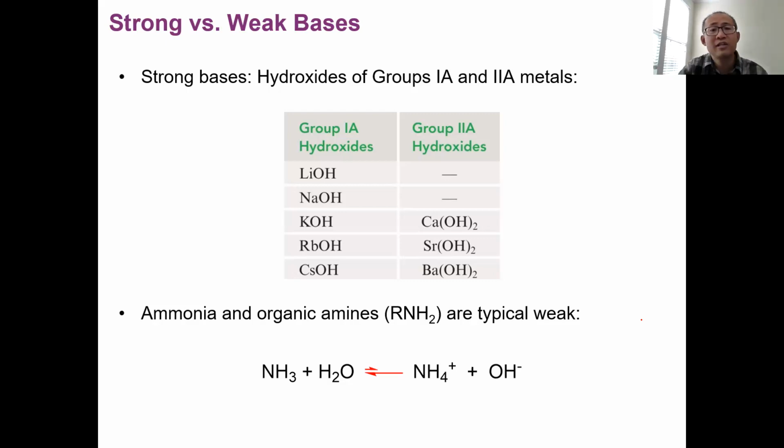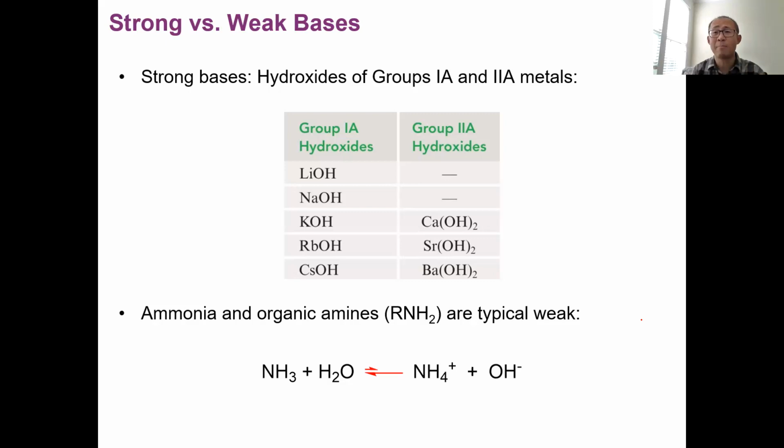But pay attention to group 2A metals. We don't include beryllium hydroxide or magnesium hydroxide. We assume these 2 hydroxides are weak bases. But starting with calcium, strontium, barium, these 3 are strong bases. The group 1A metal hydroxides are all strong bases. Again, strong bases are mainly hydroxides of group 1A and group 2A metals.